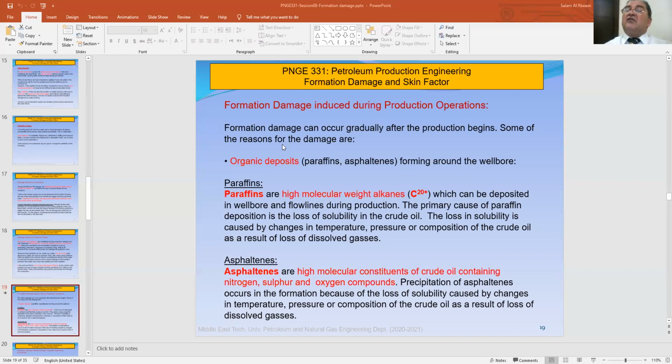What are the reasons for changing the solubility of the paraffins and asphaltene? This could be the change in the temperature, the change in the pressure, the change in the composition of the crude oil itself. Okay, because of one of these reasons, we may have this precipitation of the paraffins or asphaltenes.